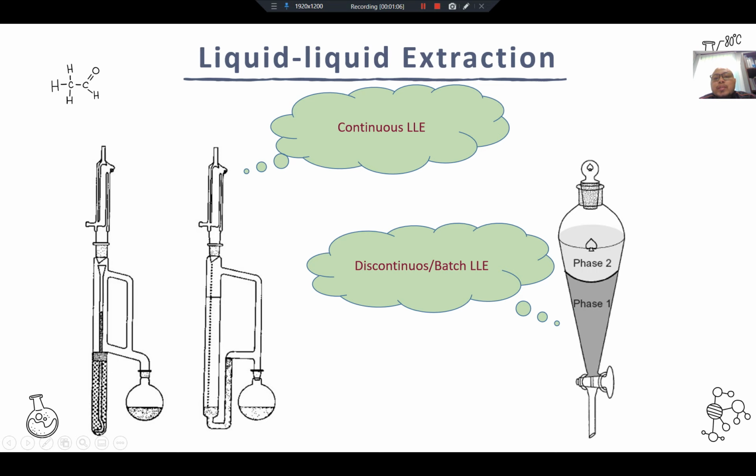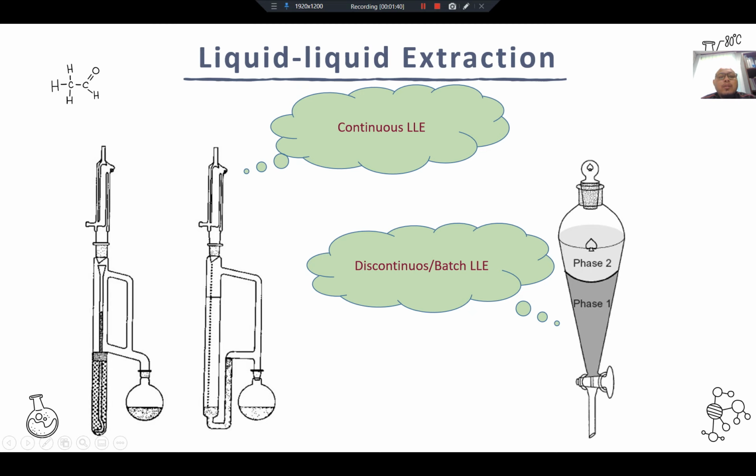In liquid extraction, we can have continuous liquid extraction and batch liquid extraction. This is the old method. So it can be phase 1 or phase 2, depending on your desired phase. It's not necessarily that your desired phase is above or only at the bottom, so it can be either one. So you need to know what kind of interaction, which phase it likes to go to.